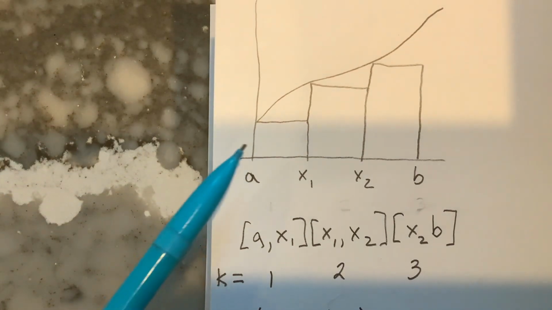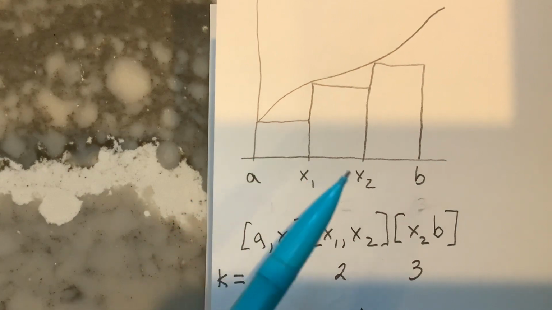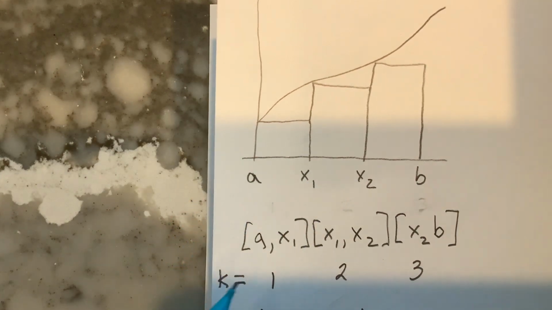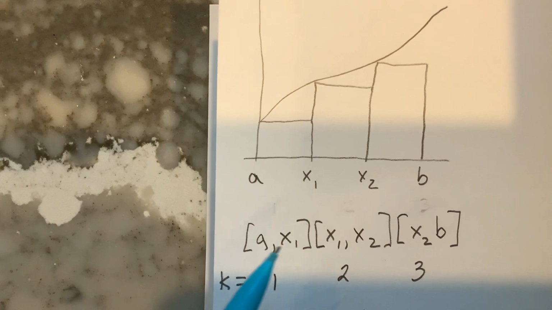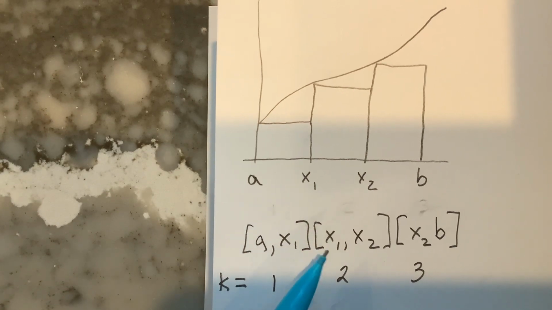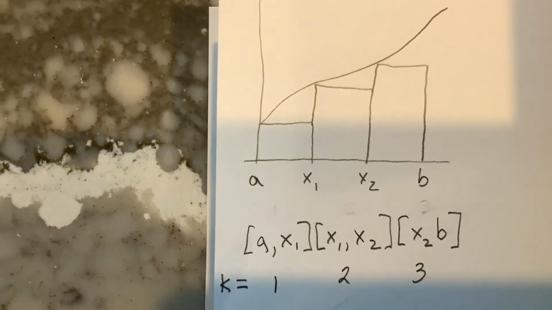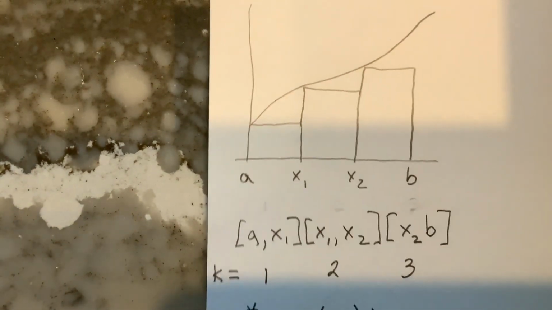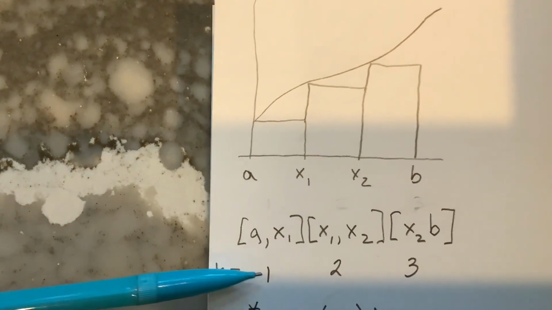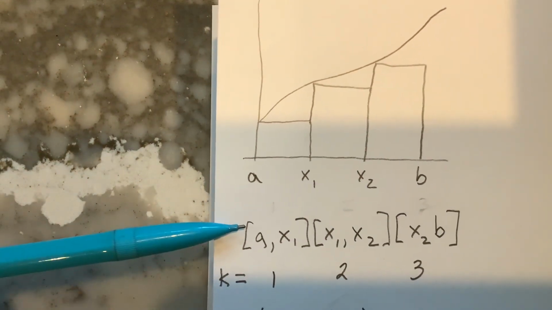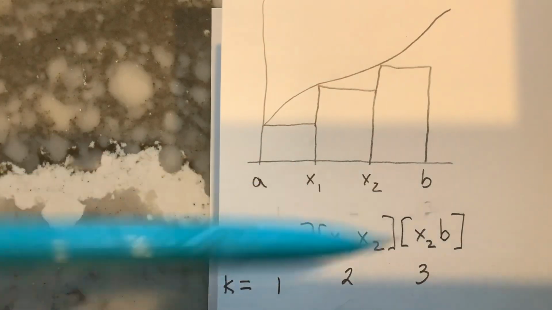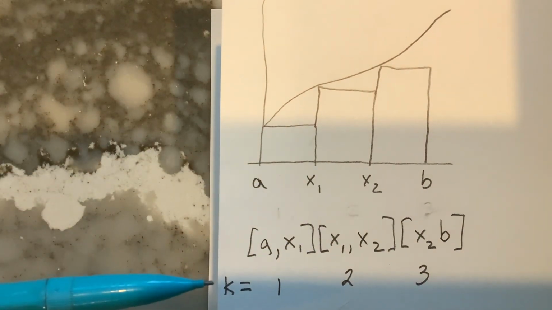So this is a left Riemann sum. And again, what does that mean? Well, our grid points are going from a to x sub 1, then x sub 1 to x sub 2, x sub 2 to b. These are all equal. The way to think about this is that this is the first rectangle, second rectangle, third rectangle, and that's what I'm saying down here with the k.